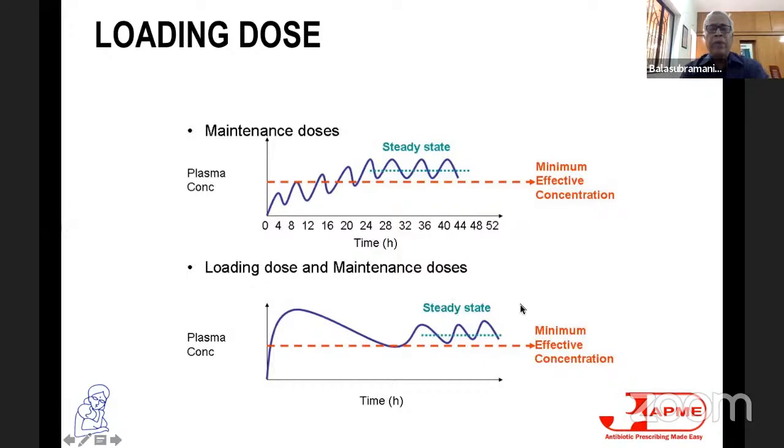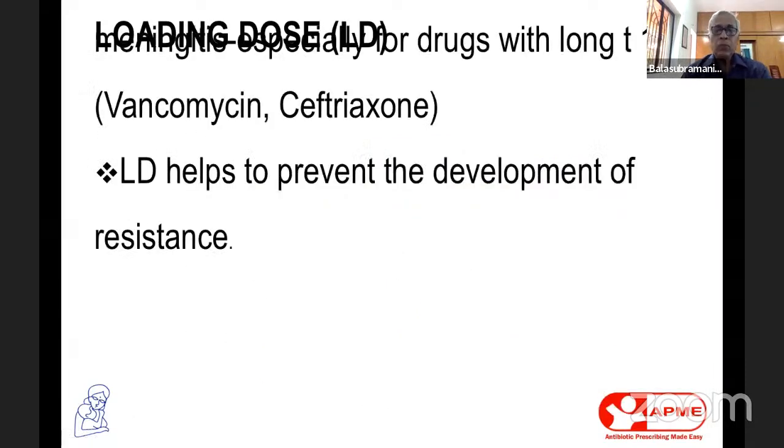Typical example is somebody with meningitis, somebody with septic shock. You try to give ceftriaxone. The dose is 100 milligram per kg stat, followed by 50 milligram per kg BD. It's not 50 milligram per kg BD alone. The reason is you want to reach the high plasma concentration immediately and maintain it with maintenance doses. And the administration of a loading dose helps to prevent the development of resistance.